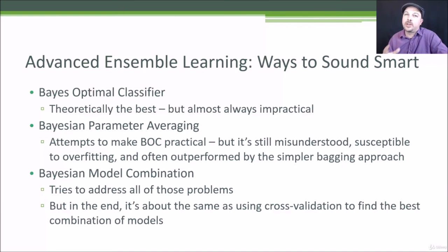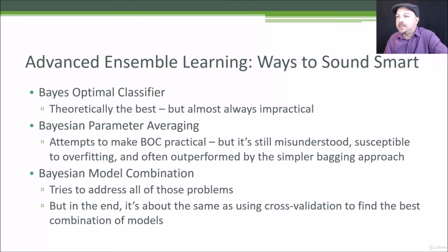So in theory, there's something called the Bayes optimal classifier that will always be the best, but it's impractical. It's computationally prohibitive to do it. People have tried to do variations of the Bayes optimal classifier to make it more practical, like Bayesian parameter averaging. But it's still susceptible to overfitting, and it's often outperformed by bagging, which is the same idea behind random forests. You just resample the data multiple times, run different models, and let them all vote on the final result. Turns out that works just as well, and it's a heck of a lot simpler.